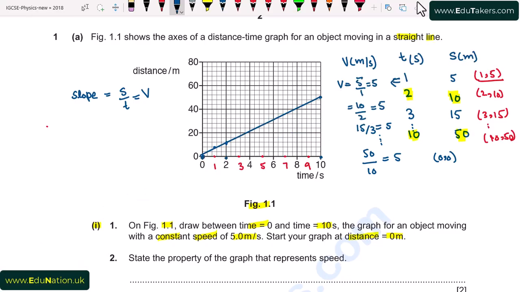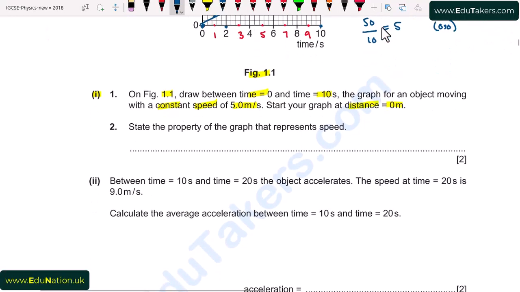So this line is basically the constant speed of 5 meters per second, and we have to draw this on a distance time graph. So going towards the other part, state the property of the graph that represents speed. So we know that it's a distance time graph and the slope of a distance time graph is equal to speed.